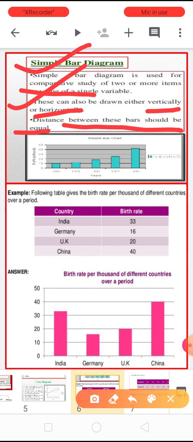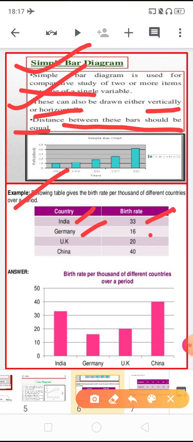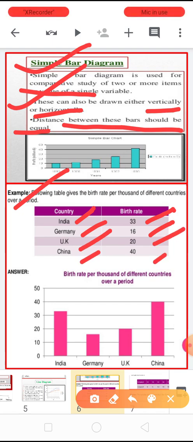Now we have one numerical in front of us. The following table gives the birth rate per thousand of different countries over a period. If we're talking about the birth rate in India, it is 33 per thousand. In Germany it is 16, in UK it is 20, and in China it is 40. Now this data has been presented in the form of a simple bar diagram.